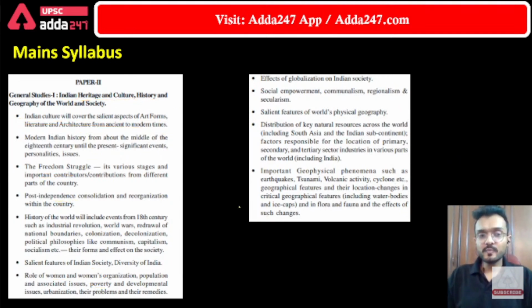And now, how to prepare for the GS paper 1? See, by analyzing the syllabus we can conclude that most of the topics of the GS paper 1 are static. It means there is very little portion from current affairs, because if we see, there is a history portion, and in history there are very few chances that the UPSC can ask a current affairs question.